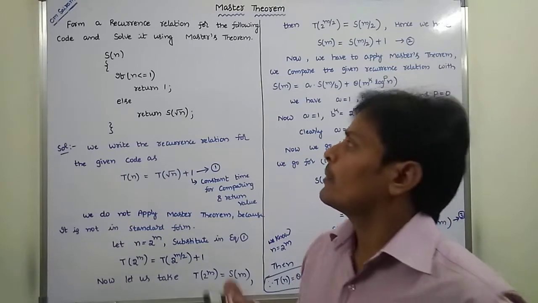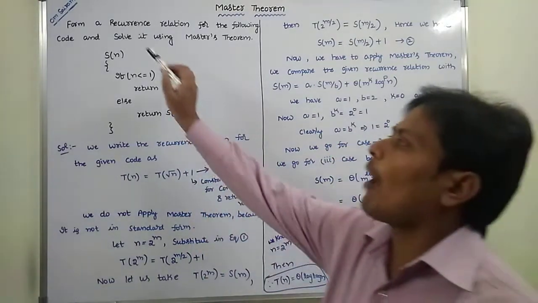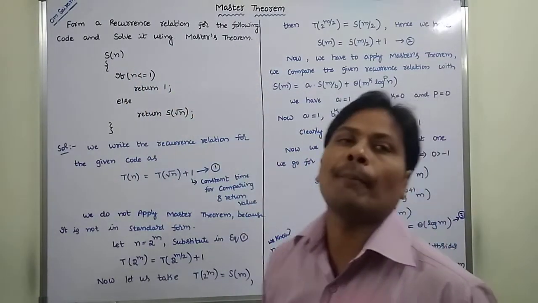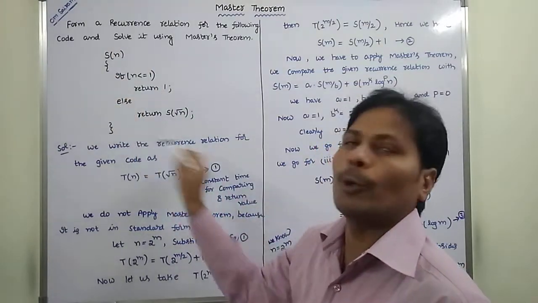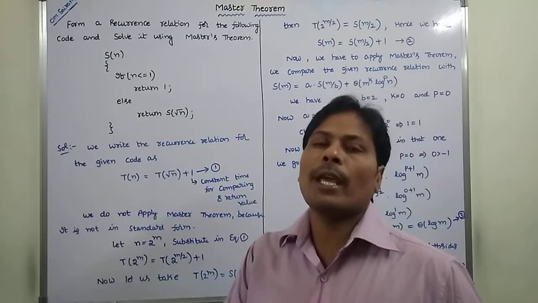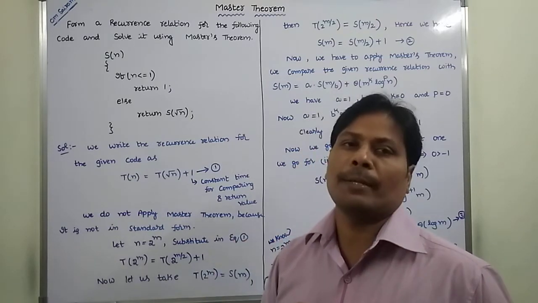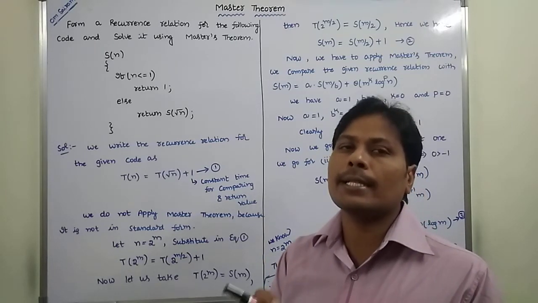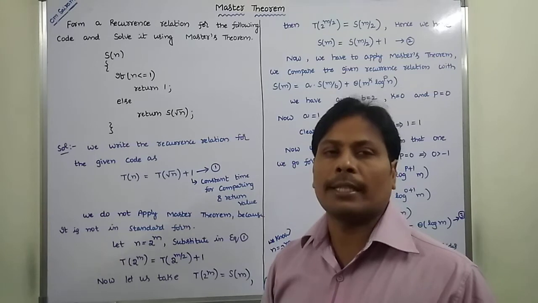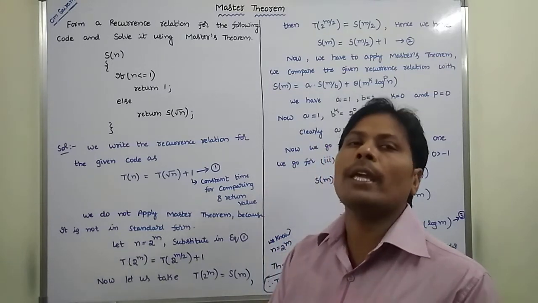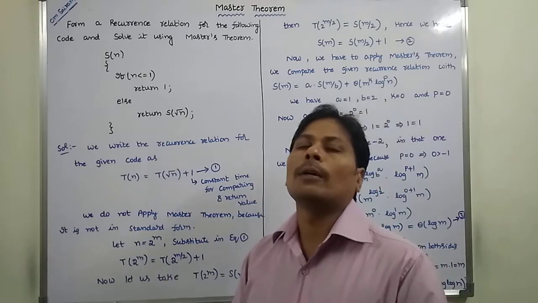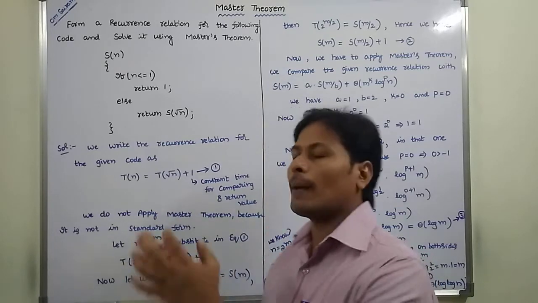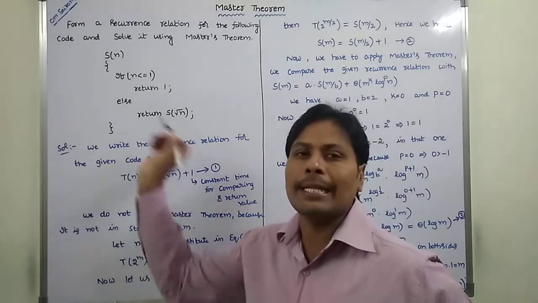Now this is the given code. Form a recurrence relation for the following code and solve it using master theorem. For the given code, first we have to write the recurrence relation. Then we have to check whether our recurrence relation is in the standard form of master theorem. If it is not, first we have to convert it into standard form. After that, we apply the master theorem. This is the procedure we have to follow in this video.